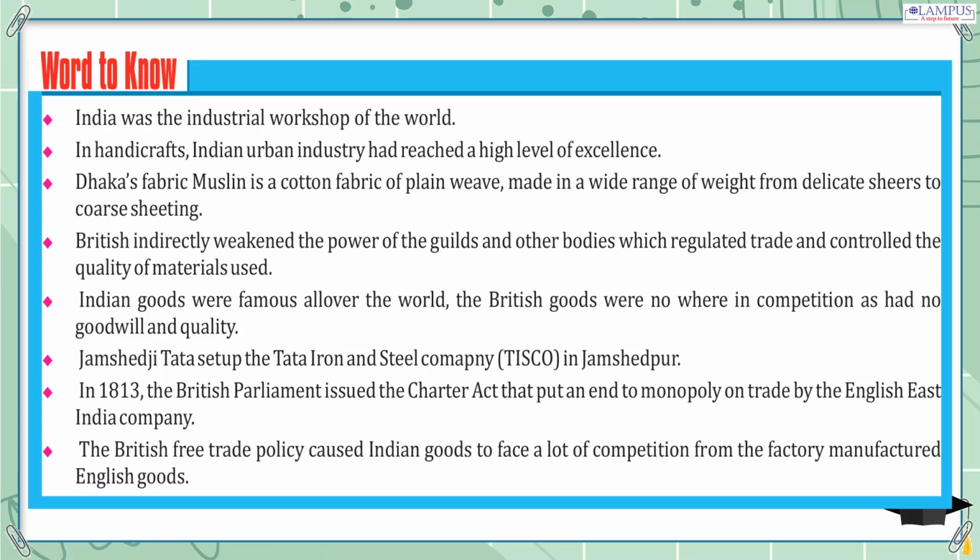Jamshedji Tata set up the Tata Iron and Steel Company, TISCO, in Jamshedpur. In 1813, the British Parliament issued the Charter Act that put an end to the monopoly on trade by the English East India Company. The British free trade policy caused Indian goods to face a lot of competition from the factory-manufactured English goods.